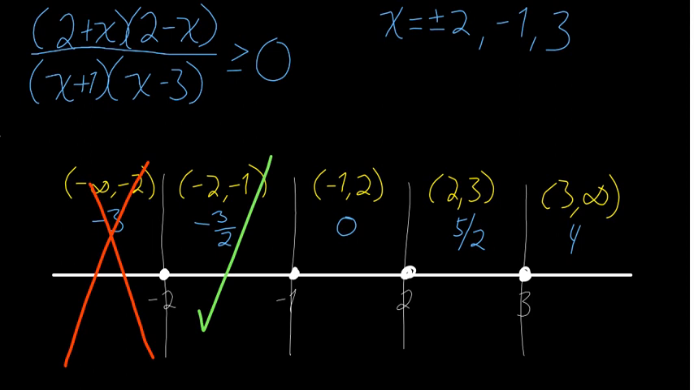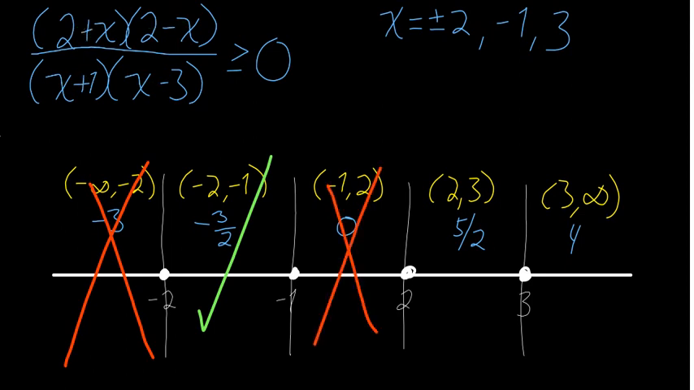All right, next up we've got 0. So we've got 2 plus 0, that's going to be a positive. That's going to be positive. That's going to be positive, and that's going to be a negative. Positive times positive is positive, divided by a negative, that's going to be a negative. So this third interval does not work.